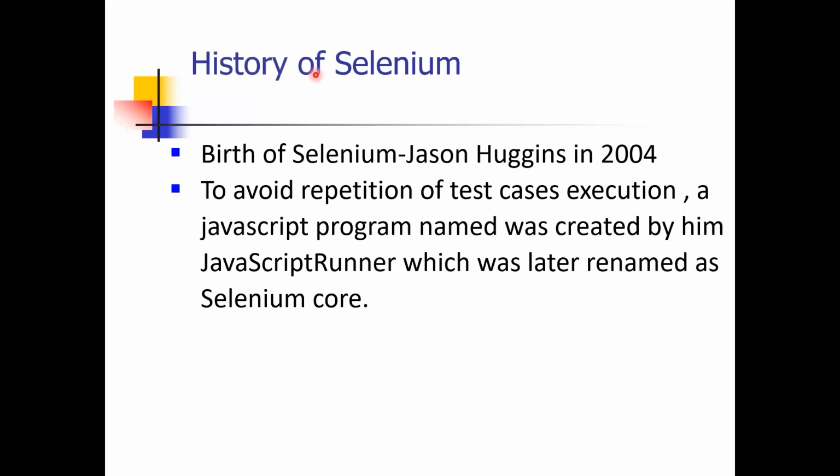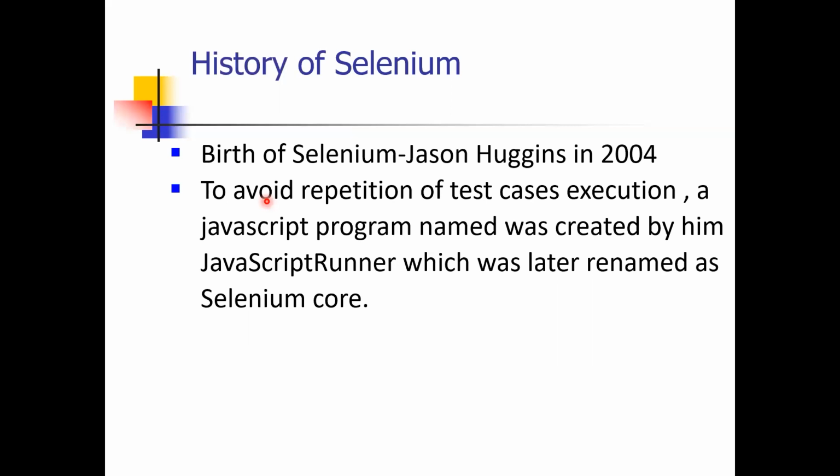What is the history? First of all, Selenium came in the year 2000. Jason Huggins invented this; the work on Selenium was done by Jason Huggins in the year 2000. Now, to avoid repetition of test case execution, a JavaScript program was created by him.